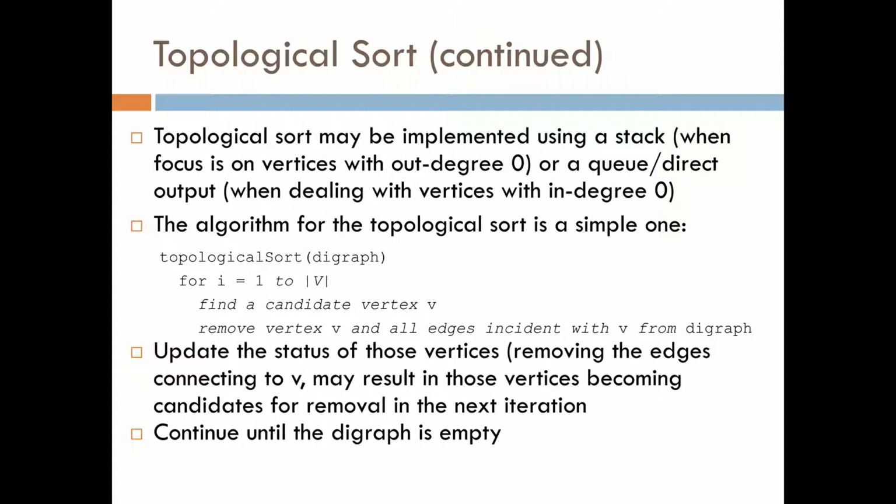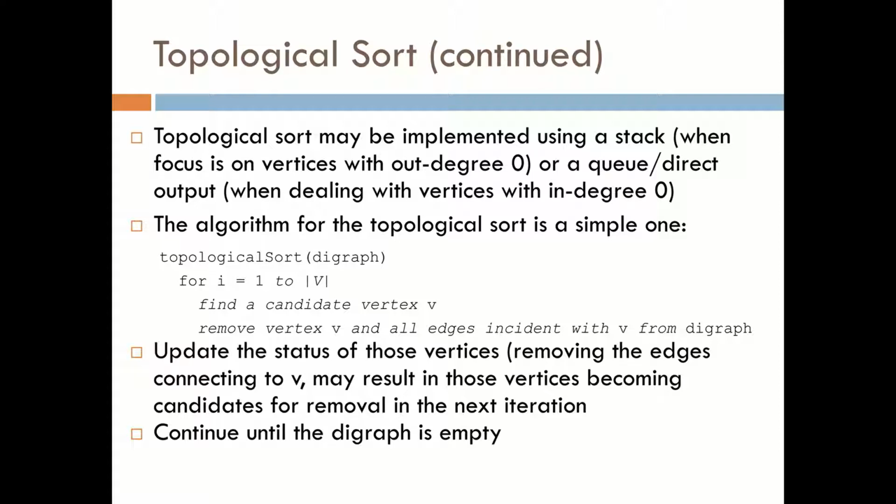And we can use a queue, and we really don't use a queue. We just use direct output when we focus on vertices with in degree of 0. So the pseudocode is shown below. We pass the topological sort function a digraph, and it goes through every vertex, and it finds a candidate vertex. And when it does, it basically either outputs that vertex directly, or it pushes it onto a stack, and it removes that vertex and all edges that are incident with that vertex.